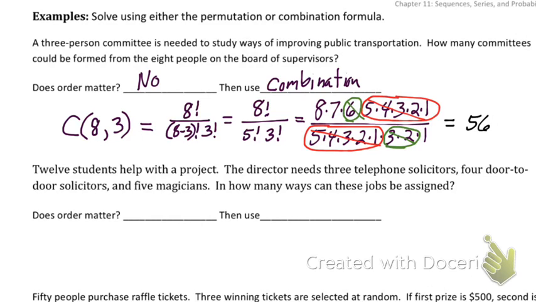If order mattered, it would be a much bigger number. If I was saying we're choosing a president, a vice president, and a secretary, that number would be a lot bigger. But combinations are generally going to be smaller numbers than permutations.